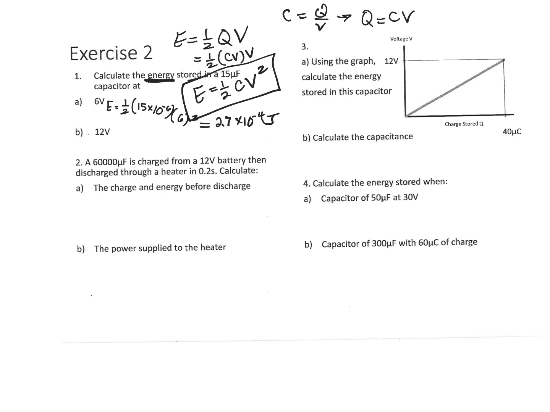So look at number 2 now. It says a 60,000 microfarad capacitor is charged from a 12-volt battery, then discharged through a heater in 0.2 seconds. Calculate the charge and energy before the discharge, and then the power supplied to the heater. So how do we find the energy in the charge? Let's find the charge first. How do we find Q? Q equals what? CV. So plug in and find those.